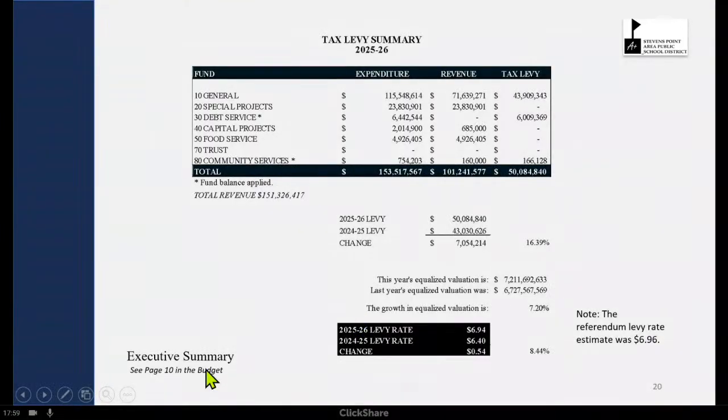And that brings me back to that first slide, the tax levy summary. That's the slide that had a lot of information on it. It's where we started, it's where we're going to end. The total levy again is $50,084,840. The levy rate is $6.94. That rate is a little bit less than what we had projected with the referendum. And that's the end of my presentation.